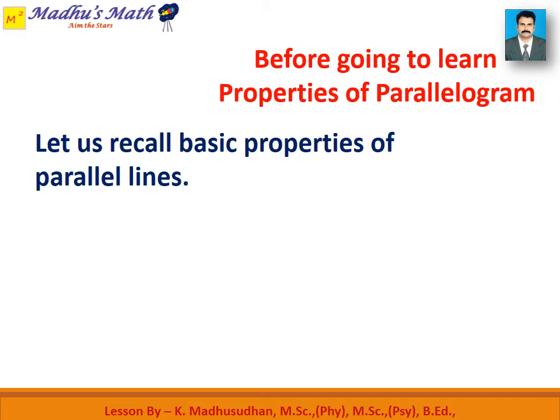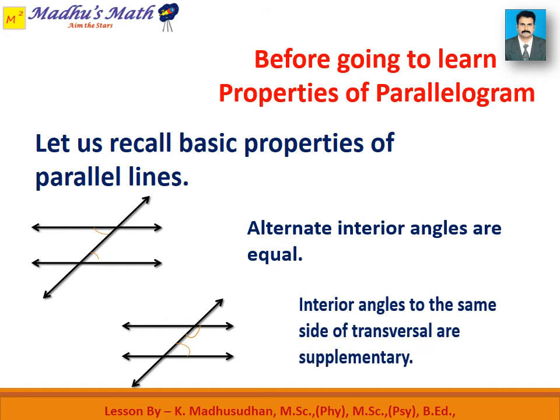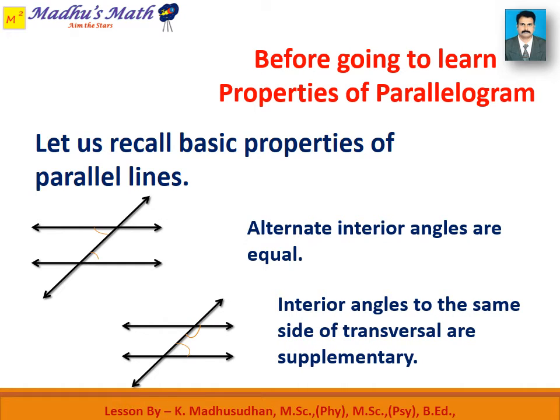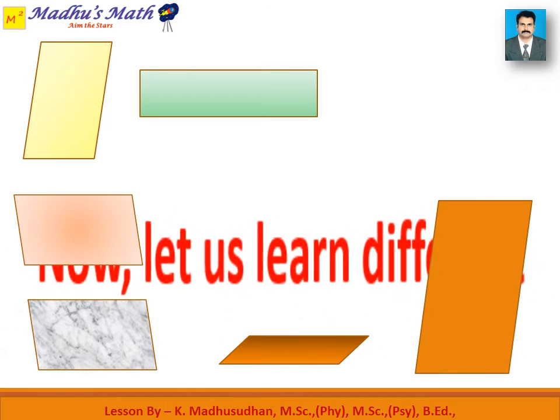Now before going to learn the properties of parallelogram, just recall the properties of parallel lines which we have learnt earlier. In parallel lines, we know that alternate interior angles are equal, as well as interior angles on the same side of the transversal are supplementary. That is, their total is 180 degrees. Now, here we learn the properties of parallelogram.